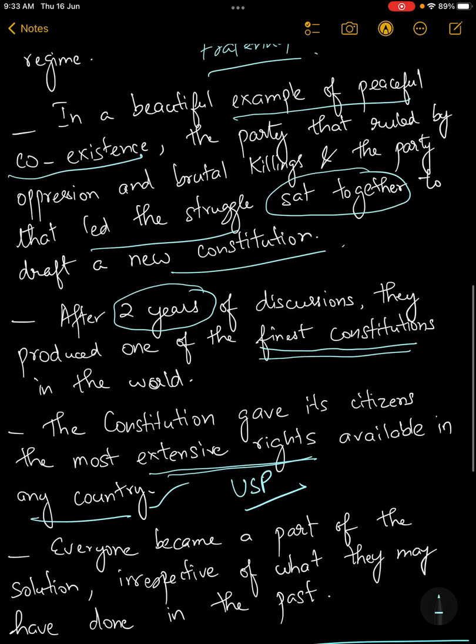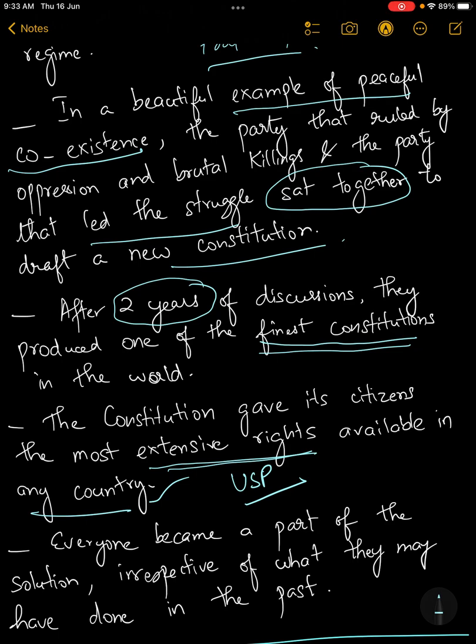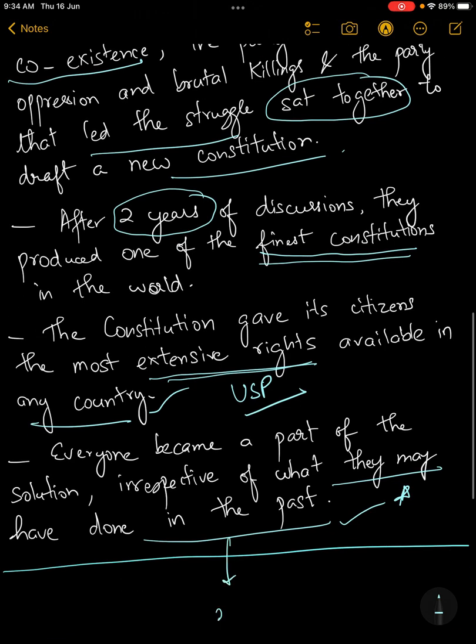And the moral of the story is that everyone became a part of the solution. The whites became a part of the solution, the blacks became a part of the solution, the colored people who existed, and of course the Indians who were living in South Africa, they also became a part of the solution, irrespective of what they may have done in the past. So this is extremely unique. I'm sure you'll agree with me.